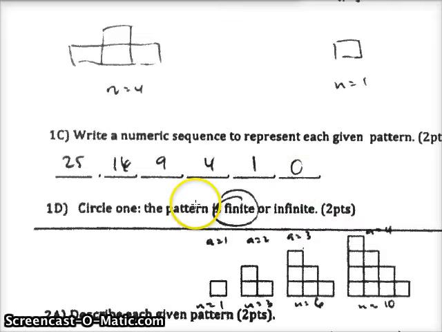This is called a finite sequence because there's an ending to it. There's a start and an end. It doesn't keep on going forever. There's no more boxes to eliminate. Each of those were worth 2 points. Notice how these directions in this one says circle 1.